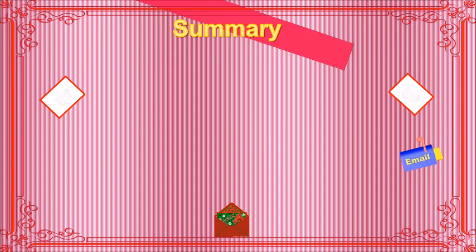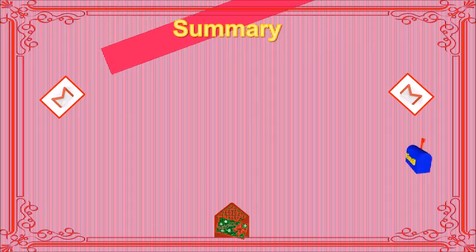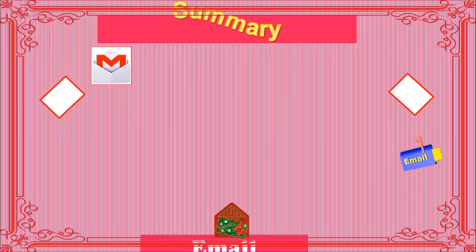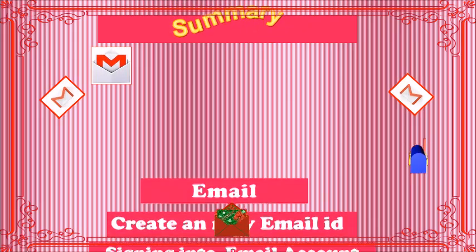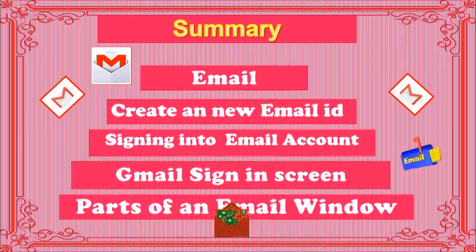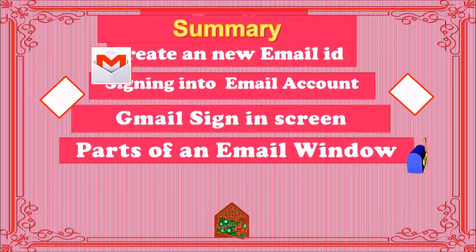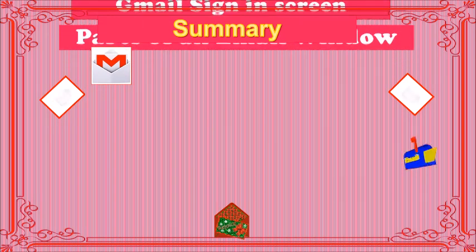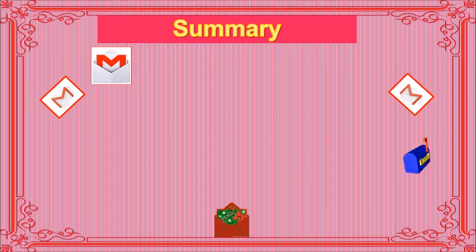Summary for this Chapter 2, Understanding the Concept of Internet, Part 2. So today we learned topics like email, creating a new email ID, signing into an email account, the Gmail sign-in screen, and parts of an email window. I hope everybody understood this chapter very well.